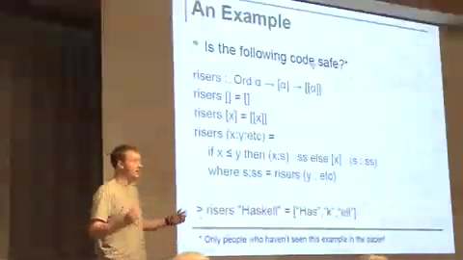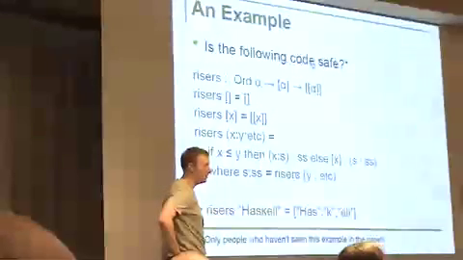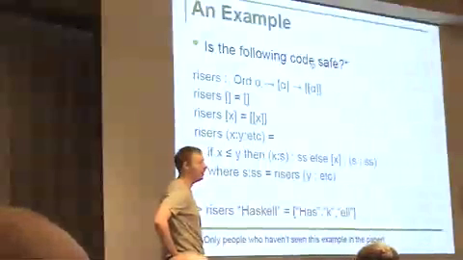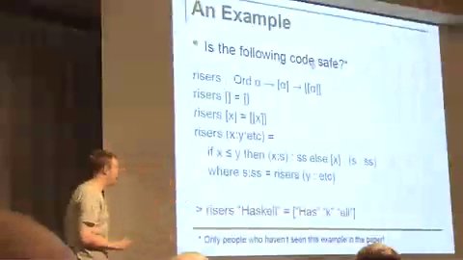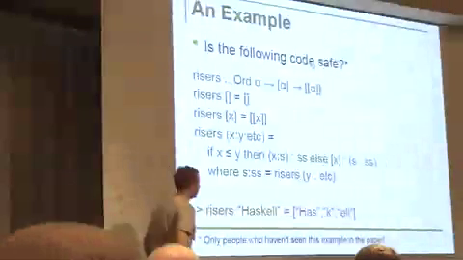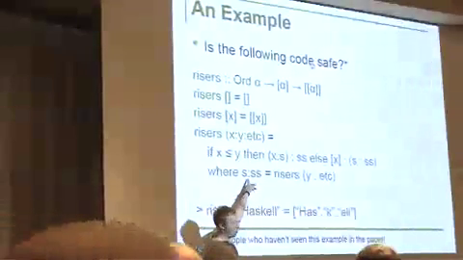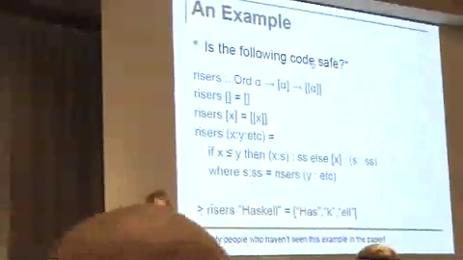Anyone like to take a guess? Yeah? So risers will map, I hope, non-empty lists to non-empty lists. Yes. And that is the key property. If risers takes a non-empty list, it will return a non-empty list. So because we've got this cons here, we can guarantee that we'll get a cons out, and therefore it's safe.